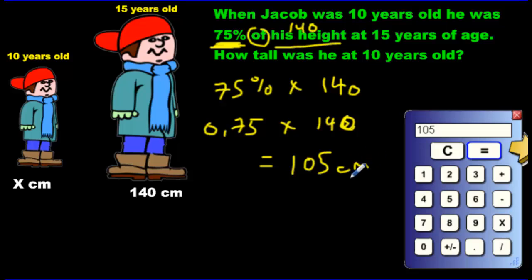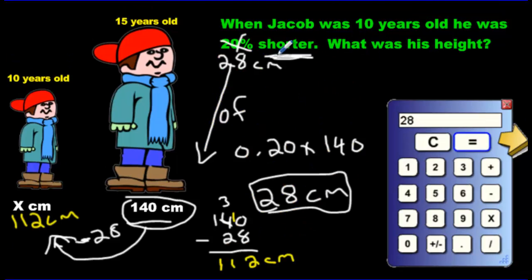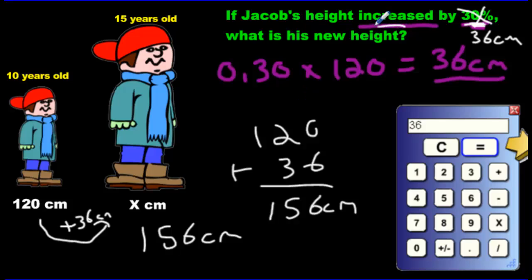Now, some of you are thinking, okay, I'm just going to subtract. I'm going to go 140 subtract 105, because he was obviously shorter, so we must subtract, right? Wrong. You know why it's wrong? Because it doesn't indicate anywhere here that we need to subtract. Look at the last question. Here it said shorter, so we had to subtract. Here it said his height increased, so we need to add.